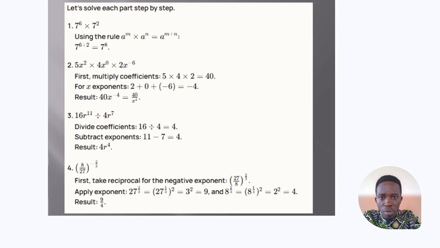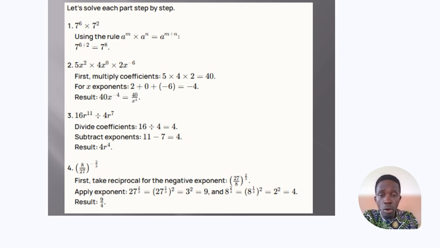40s raised to power minus 4. And that s raised to power minus 4 is a negative index, a negative power. That will now be 40 over s raised to power 4, because it is having a negative index. Now, move on to question 3.